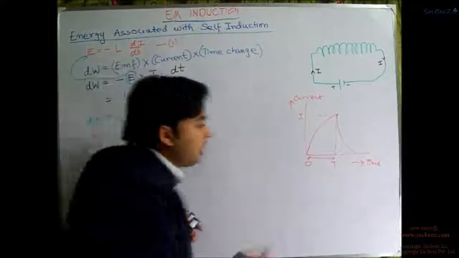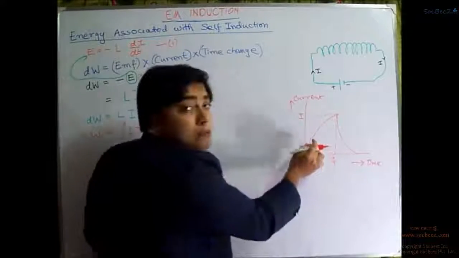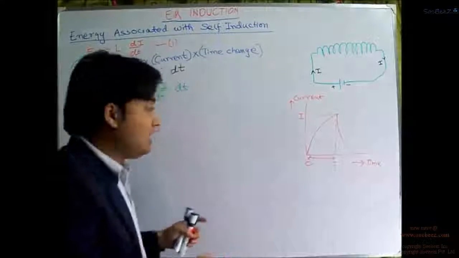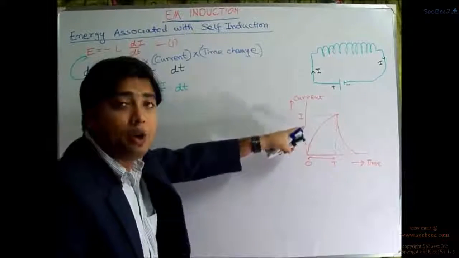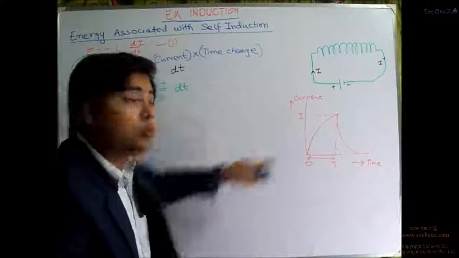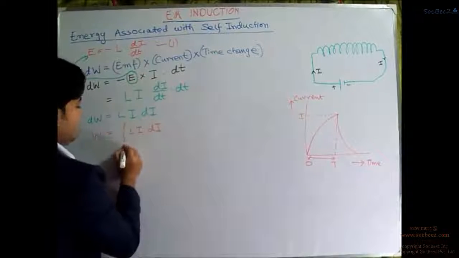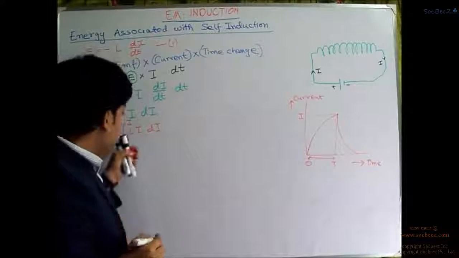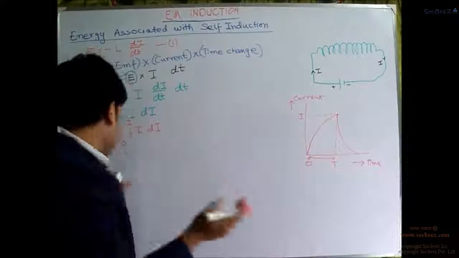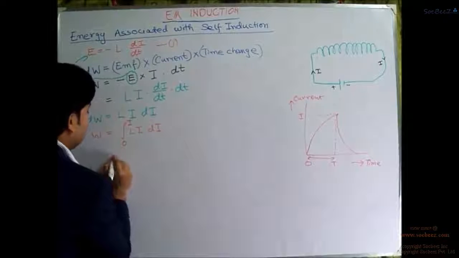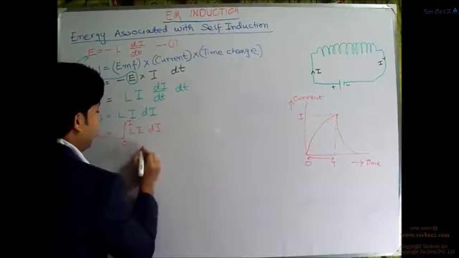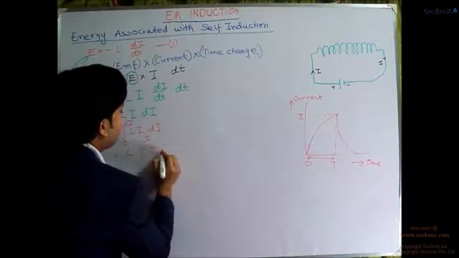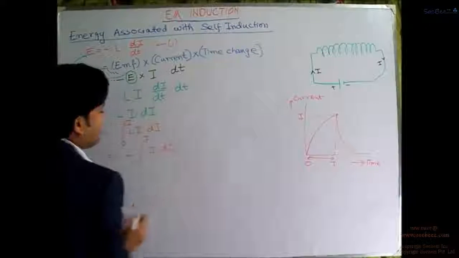So for the small interval of time we are taking the small currents now. The small currents would now be equated and they will be integrated over the interval from 0 to I, right? Here L is a constant. We can take it outside. W is equal to L integration from 0 to I of I di.